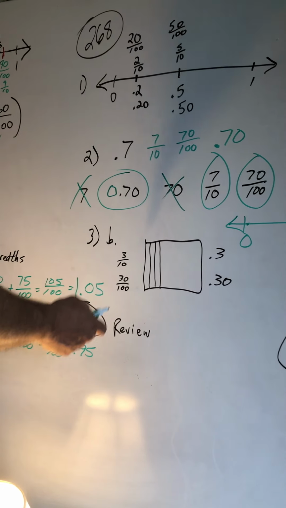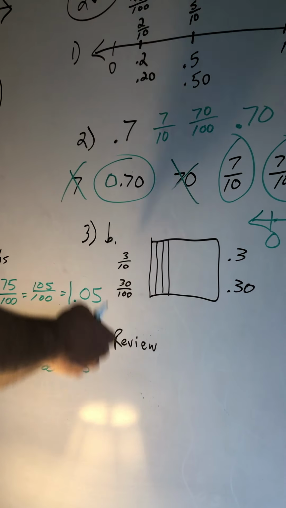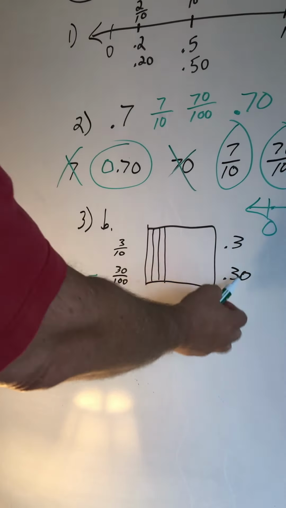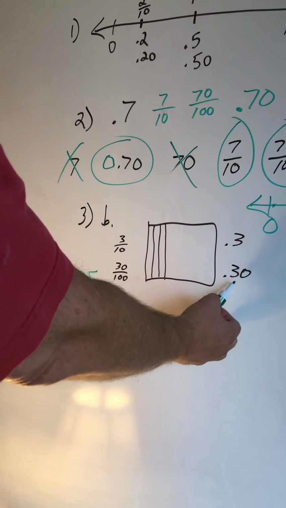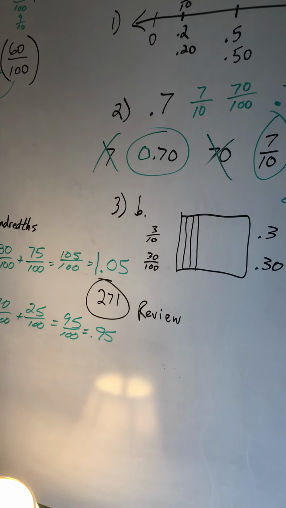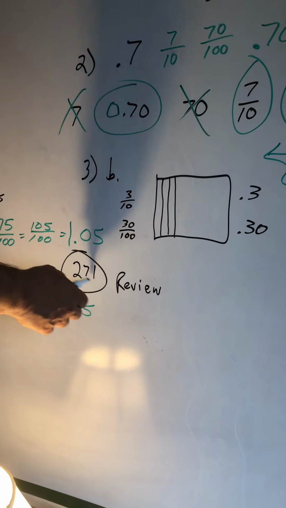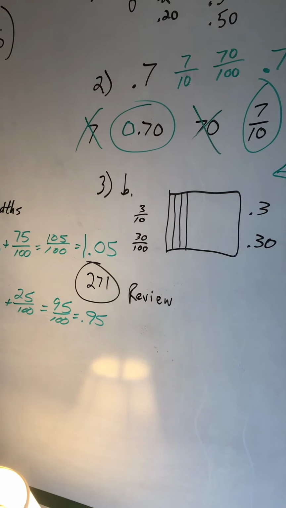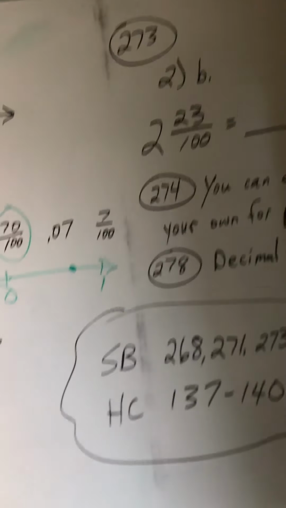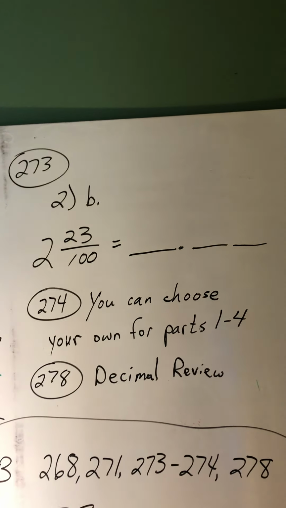268, number 3B, it's just showing you if you got 3 strips, that's 3 out of 10. It's also 30 out of 100. And if you want to look at the decimals, 3/10, 30 out of 100, 30/100. Okay? I think most of you get that, so that shouldn't be too hard. 271 SB is just more review of what we've already done. Okay, kind of gets dark over here. I'll see if I can bring my light a little closer.